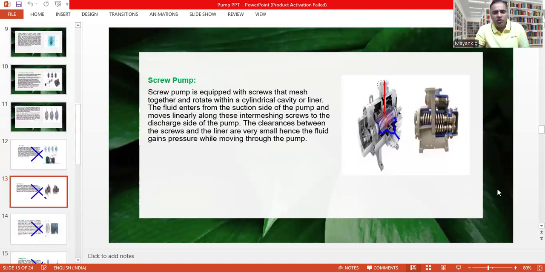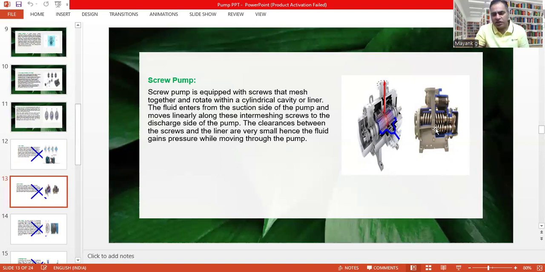Screw pumps are also a category of positive displacement pumps. Screw pumps are equipped with screws that mesh together and rotate within a cylindrical cavity or liner. The fluid enters the suction side of the pump and then moves linearly across these intermeshing screws to the discharge side of the pump. The clearance between the screw and the liner is very small, hence the fluid gains pressure while moving through the pump.